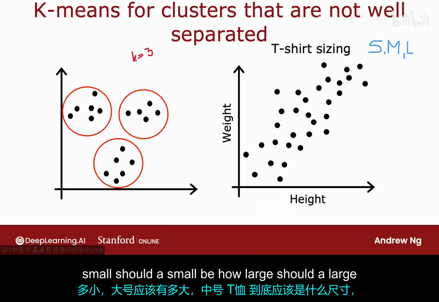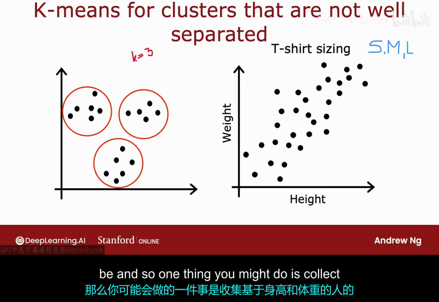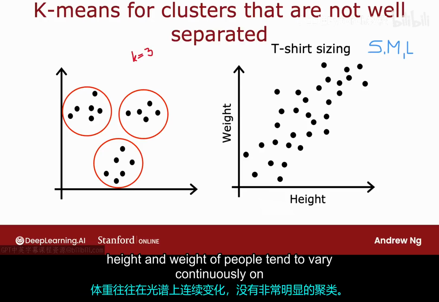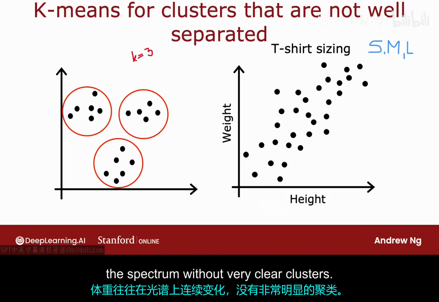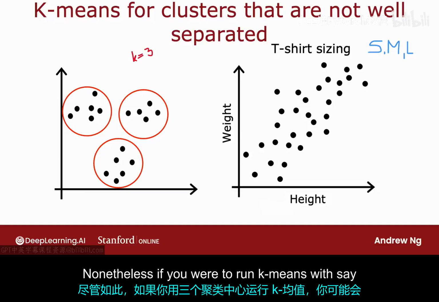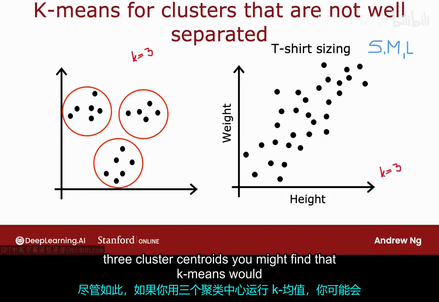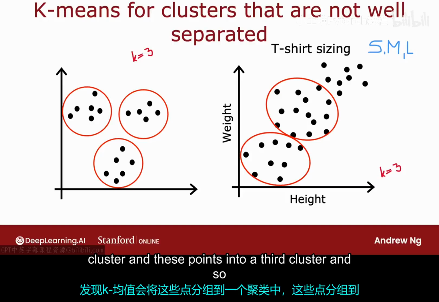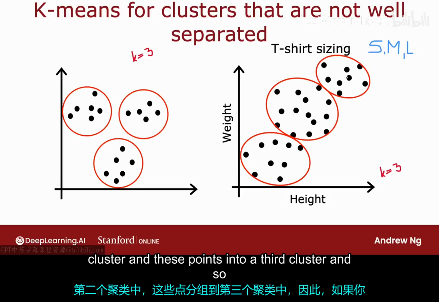How small should a small be? How large should a large be? And what should a medium-sized t-shirt really be? And so one thing you might do is collect data of people likely to buy your t-shirts based on their heights and weights. And you find that the height and weight of people tend to vary continuously on the spectrum without very clear clusters. Nonetheless, if you were to run k-means with, say, 3 cluster centroids, you might find that k-means would group these points into one cluster, these points into a second cluster, and these points into a third cluster.